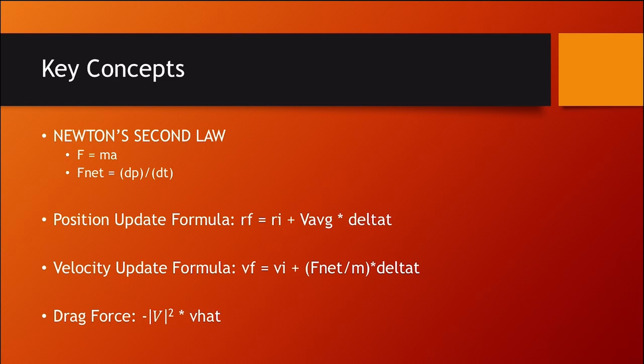Further, the position update formula was used in this lab. This formula says that the final position is equal to the initial position plus the average velocity times the change in time. We also use the velocity update formula, which states that the final velocity is equal to the initial velocity plus acceleration times delta t. Finally, we use the drag force. This equation tells us that the negative of the magnitude squared times v hat is equal to the drag force.